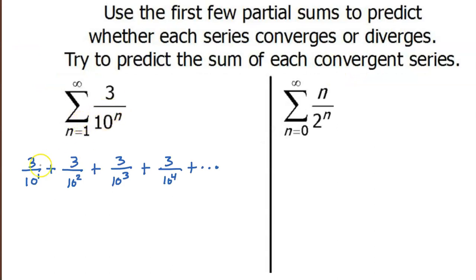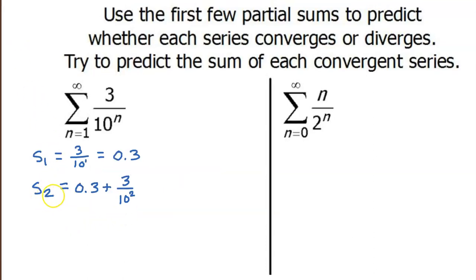This first series is 3 over 10 to the 1 plus 3 over 10 to the 2 plus 3 over 10 to the 3 plus 3 over 10 to the 4, etc. So partial sum S_1 would be 3 over 10 to the 1, which would be 0.3. Partial sum S_2 is the previous partial sum plus term 2, but this is 3 divided by 100, or 0.03. Mentally, we can see that 0.3 plus 0.03 equals 0.33.